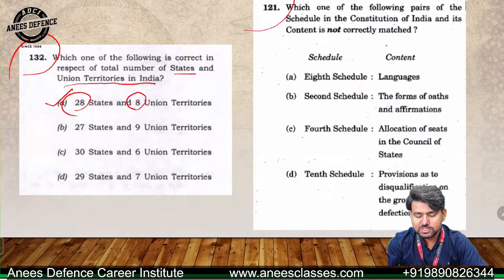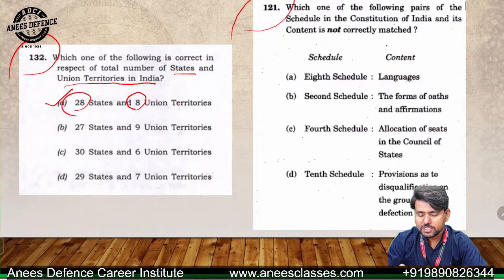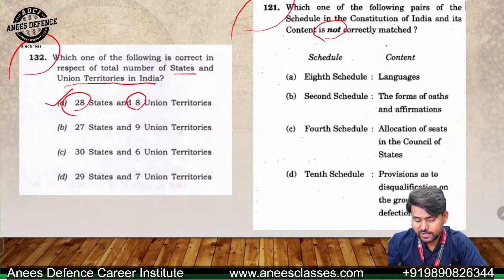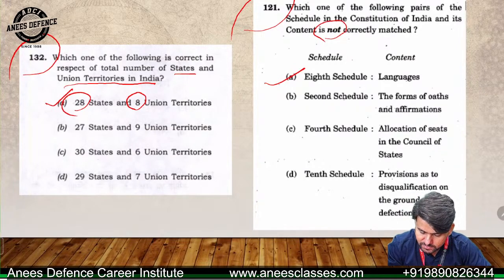अब यहाँ पर भी देखो ये भी शेड्यूल का सवाल है. ये तो सीधा सीधा पूछ रहे हैं कि पेयर्स मैच. देखो, विच ऑफ द फॉलोइंग पेयर्स ऑफ द शेड्यूल्स इन द इंडियन कॉन्स्टिट्यूशन एंड इट्स कंटेंट इज नॉट करेक्टली मैच. करेक्टली कौन से मैच नहीं हो रहे वो आइडेंटिफाई करना है. देखो एक शेड्यूल में लैंग्वेजेस है क्या, बराबर है क्या ये. शेड्यूल 8 में लैंग्वेजेस है, ये बराबर लग रहा है. हाँ, इसका मतलब ये करेक्टली मैच हो रहा है, ये आंसर नहीं हो सकता, बराबर. समझ में आ गया.